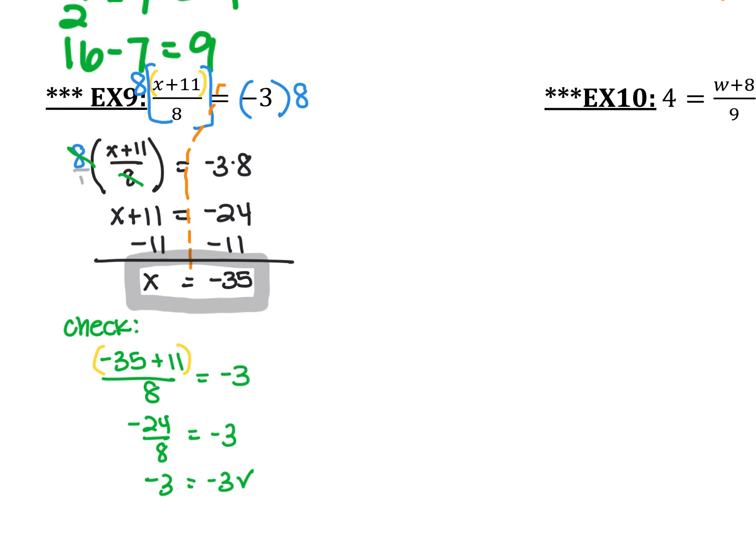All right. Hit pause. Try to see if you can follow those steps, those ideas, with example 10, and then come back.